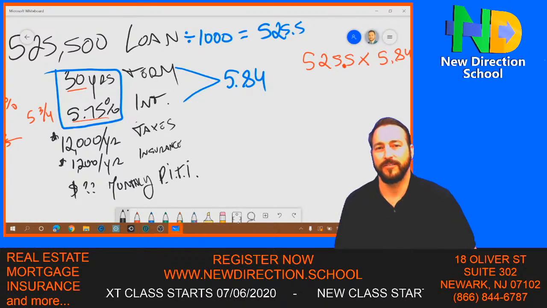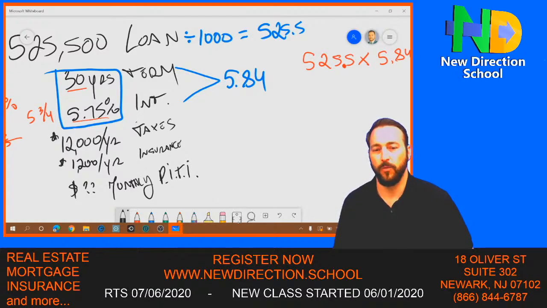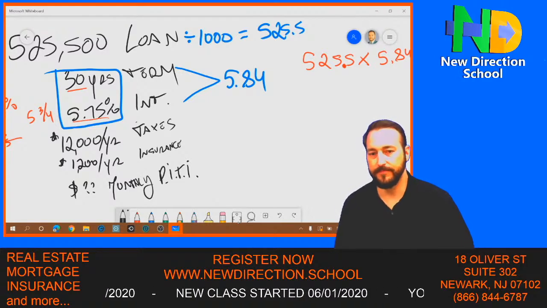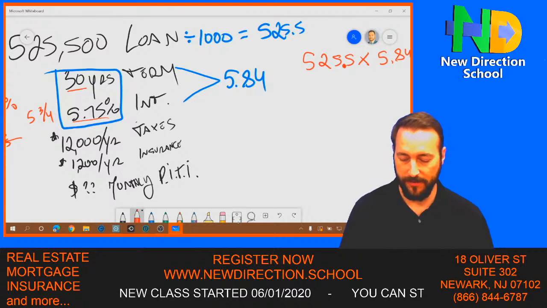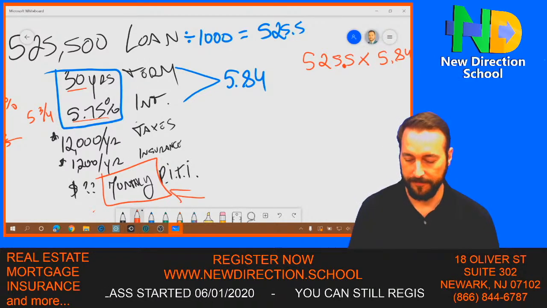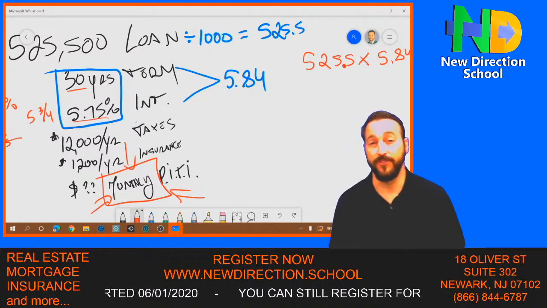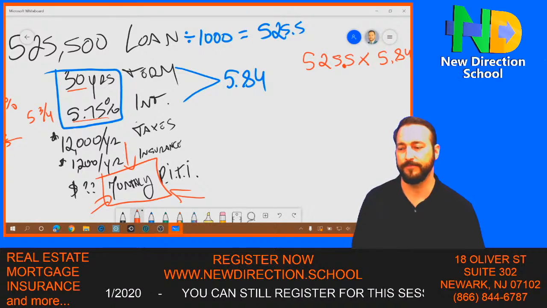Taxes are $12,000 a year. Insurance is $1,200 a year. What is the monthly PITI? So the thing that you should do first is look at what they're asking right away. And they're asking for monthly, right? So if your figures given are yearly, what is the first thing you have to do? Think about it, okay?